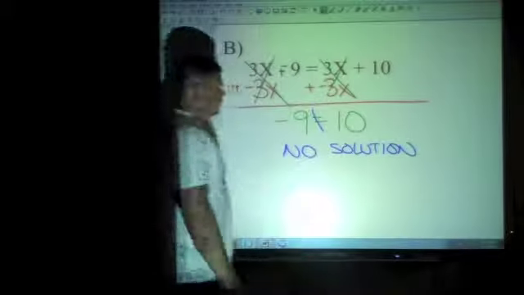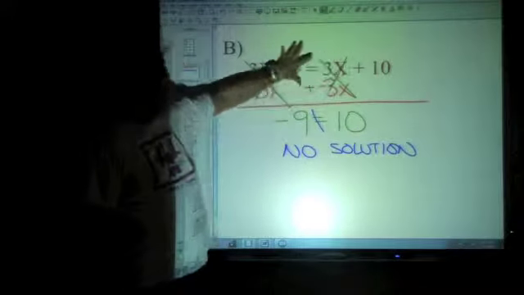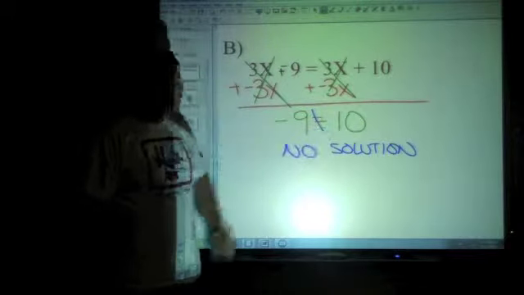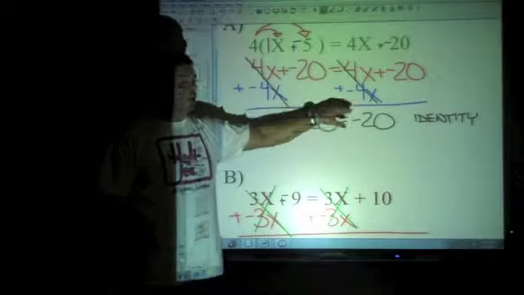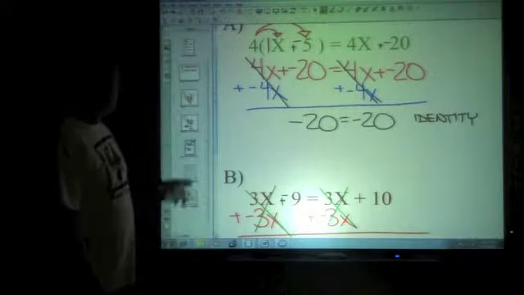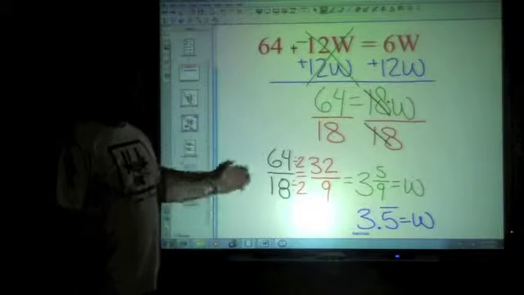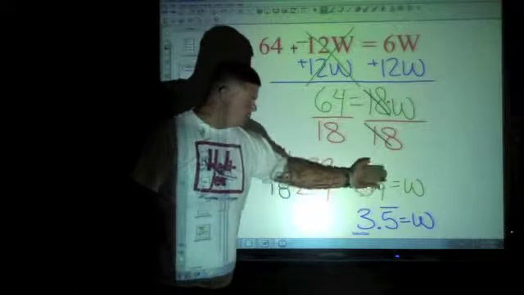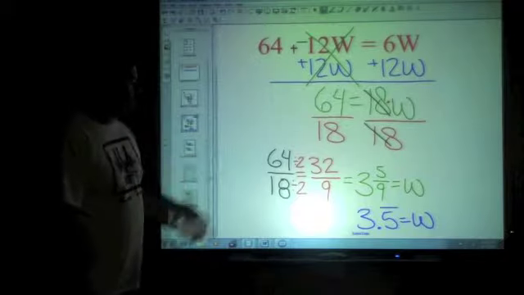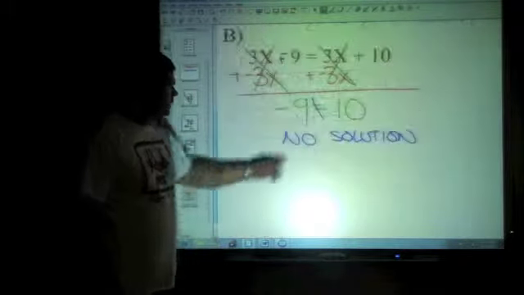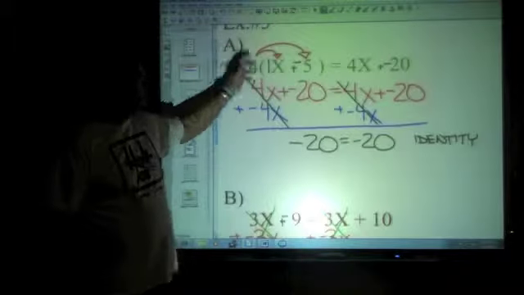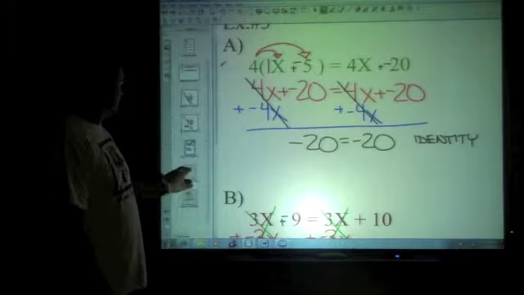So you'll notice with the no solutions that the x's have canceled out, and you have two numbers that are not equal. With an identity, the x's have canceled out also, but the two numbers are equal. And if it's one solution, the x won't cancel out, and it's equal to a number. So you'll have one, none, or a ton of answers. Those are your three possibilities.